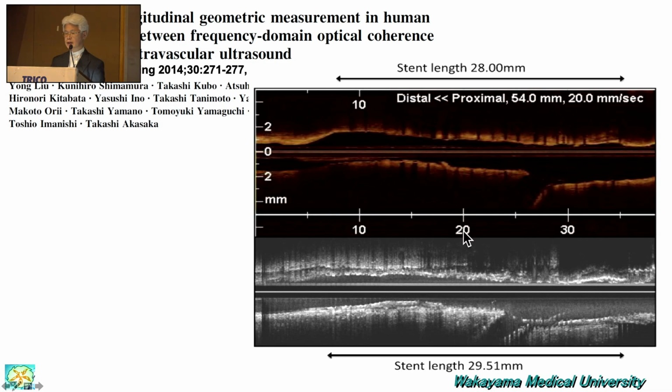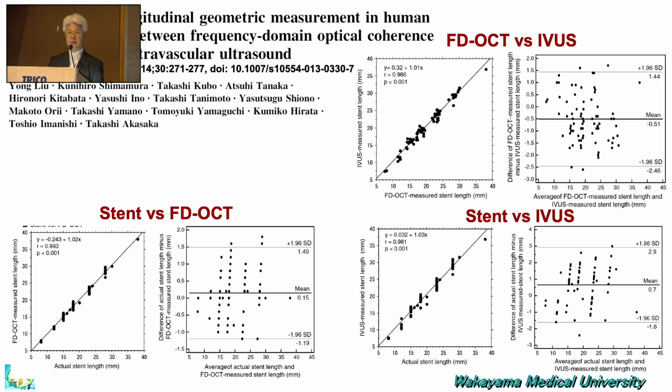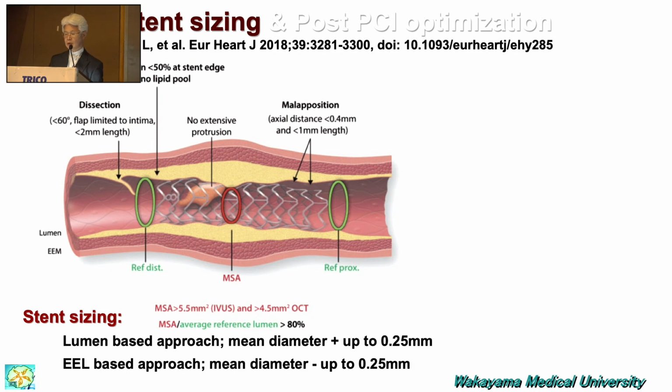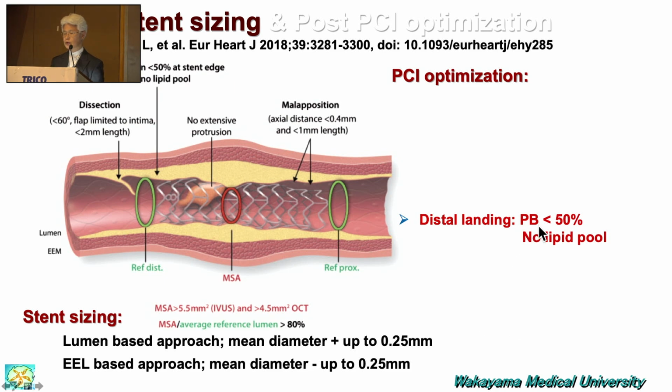Comparing IVUS and OCT, there is good correlation with the real measurements. So the length is completely correct, as shown in this slide. And also, Samir already explained this. As I told you, if you use the lumen-based approach, stent size should be a quarter size bigger, and with the EEL vessel area, a quarter size smaller. And the point is the distal landing zone should have a plaque burden less than 50%.